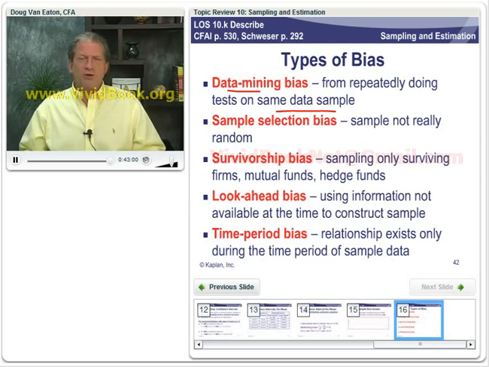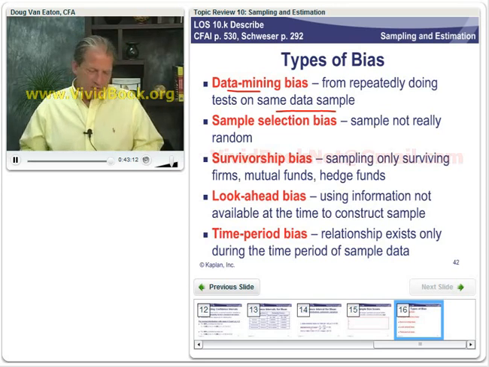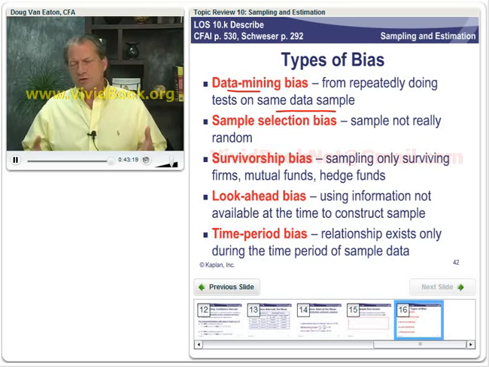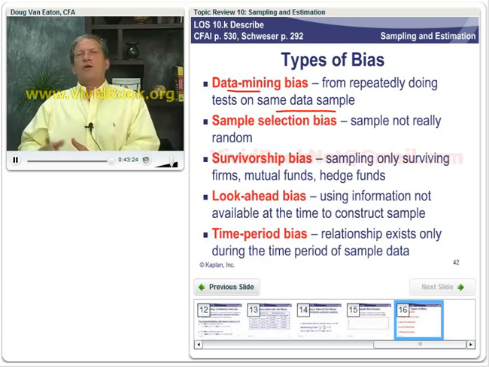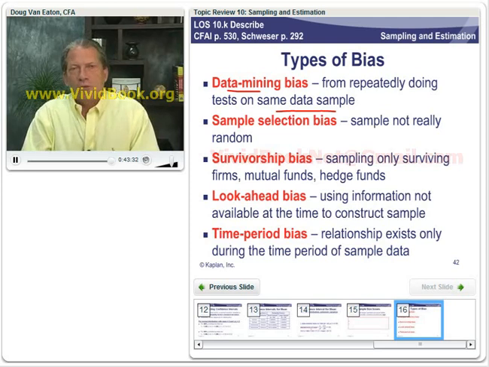And time period bias, we've kind of touched on that earlier. You can find a relationship that exists for some time period, but it may not exist during other time periods. There may be time periods where small stocks have outperformed large stocks. And you say, wow, I found out small stocks outperform large stocks on a risk-adjusted basis. We should all buy small stocks. Well, then you find out during the next 5 years, large stocks outperformed small stocks, and there you go. You're suffering from time period bias in your results.